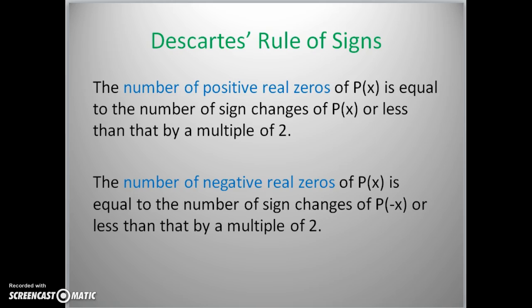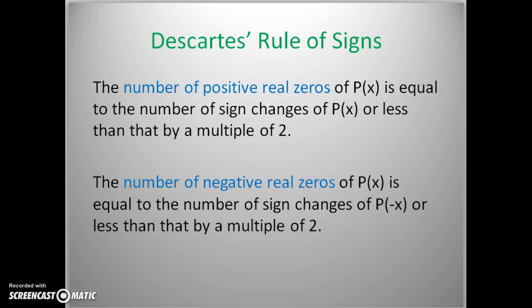The number of negative real zeros of p of x is equal to the number of sign changes of p of negative x, or it's less than that by a multiple of 2. So here we have to first plug in negative x for x, then count the sign changes, then subtract 2 until we get down to 1 or 0 to give us a possible number of negative real zeros.